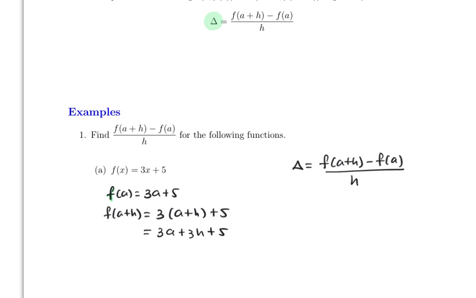And let me color code this to make things easier. So here it is, look. F of a plus h is going to give you all of this, and f of a is going to give you this. So just plug it into the formula. So this will be 3a plus 3h plus 5 minus 3a plus 5 over h. Let me put the colors again, look. This is this part, and this is this part. Okay? So now, what can you cancel there?